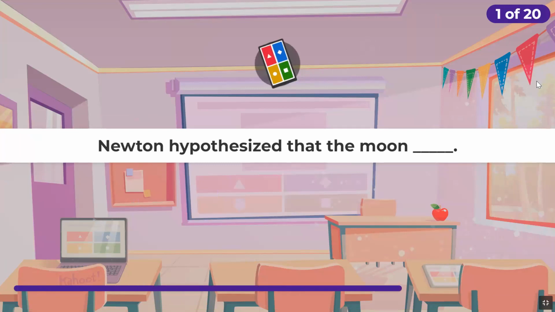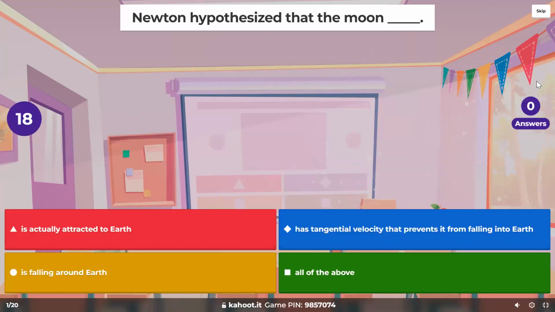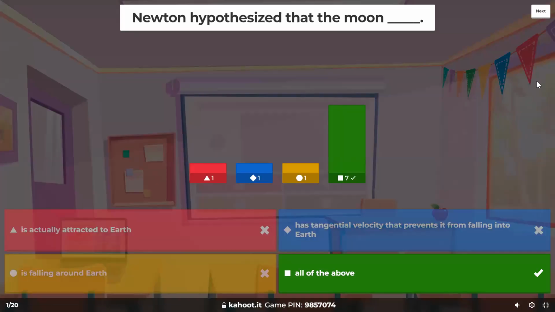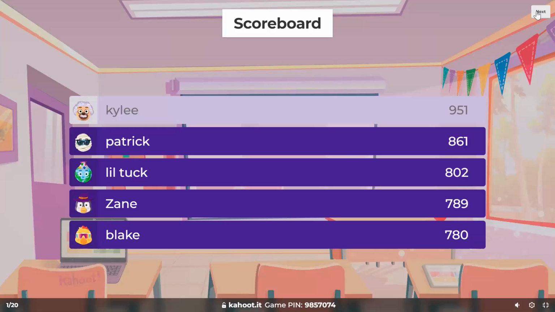Newton hypothesized that the moon... There you go, all the above. Okay, it's attracted to Earth, has a tangential speed keeping it from falling into the Earth, it's falling around the Earth. Yeah, there you go. It's about orbital speed. All true. All right, points on the board.